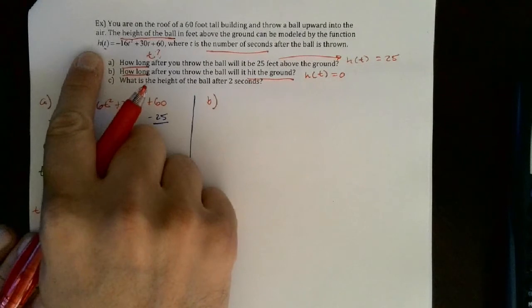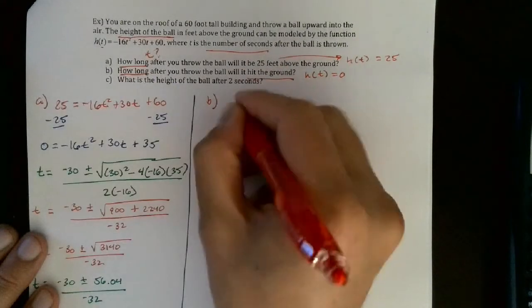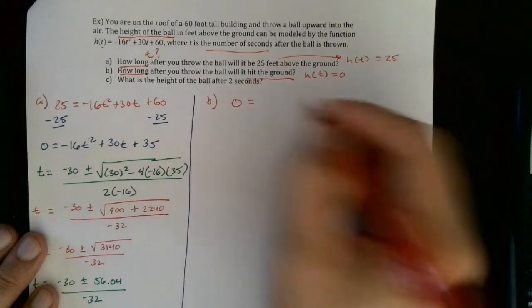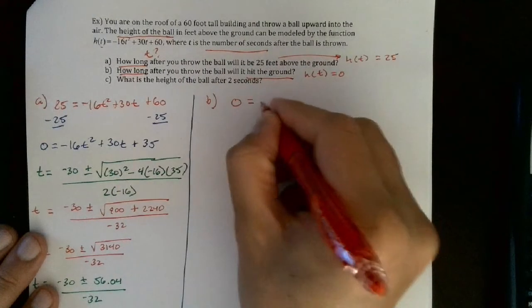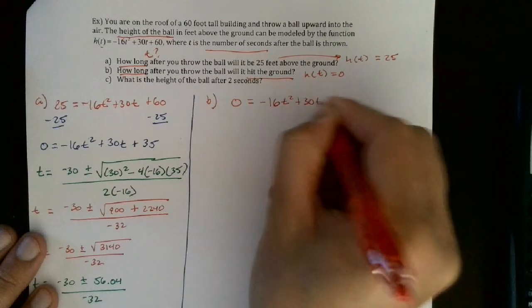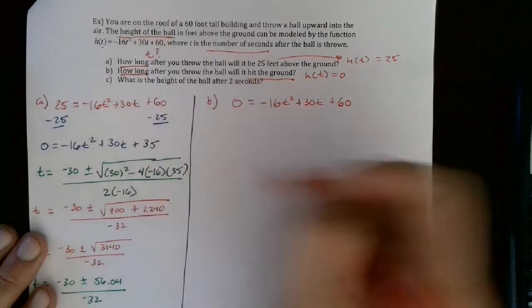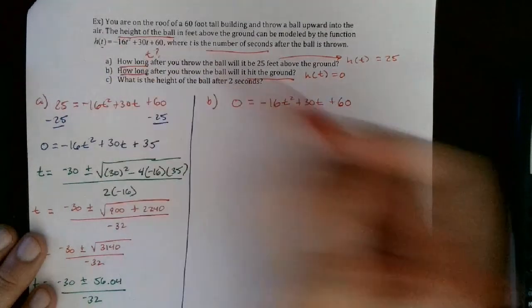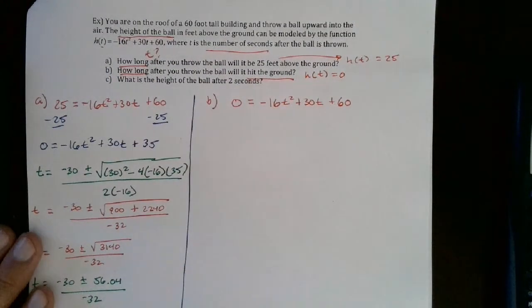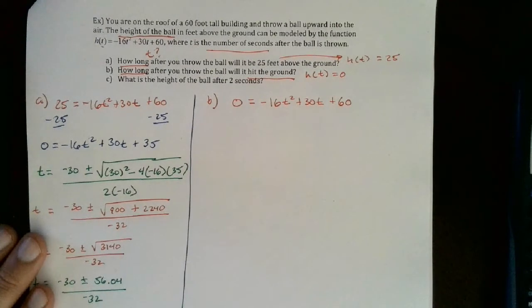So you're doing the same thing we did in the first problem, except now h of t is going to be 0. So 0 is the height, and we're trying to find the time. We keep t as it is. So we have negative 16t squared plus 30t plus 60. Make sure you're substituting into the same formula with 0 for the height. You might want to try this on your own. You might be able to solve it now. It's very similar to the first part.